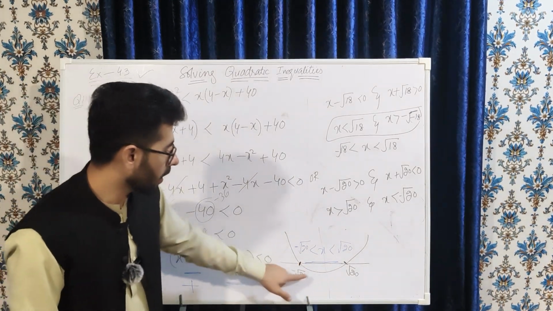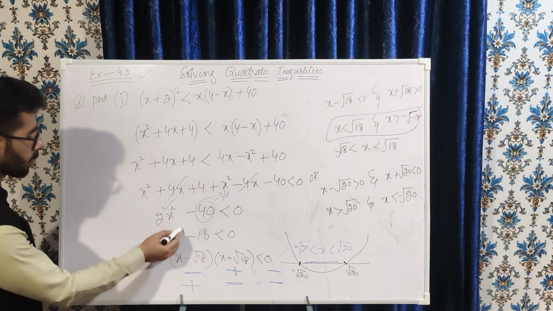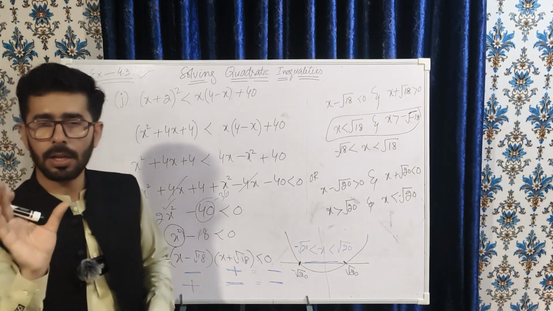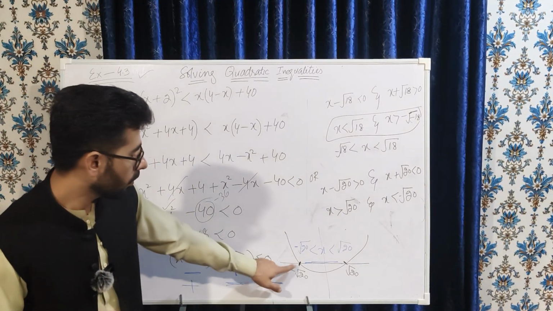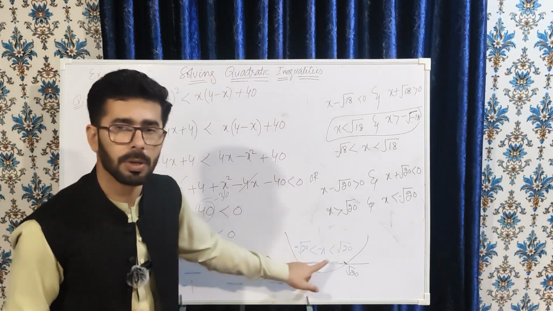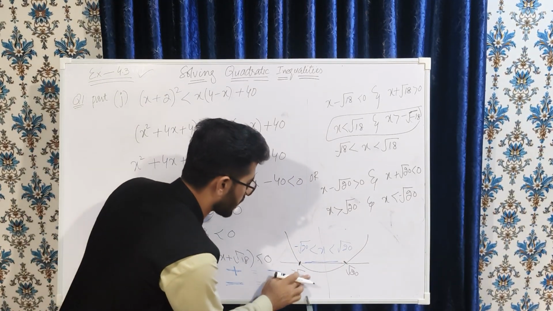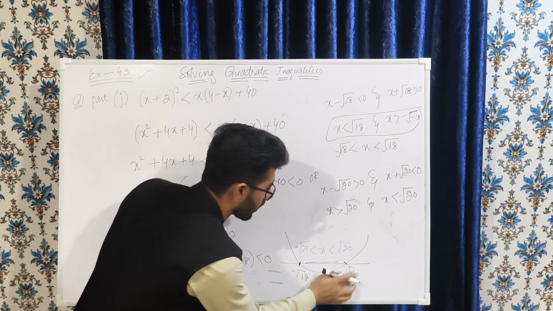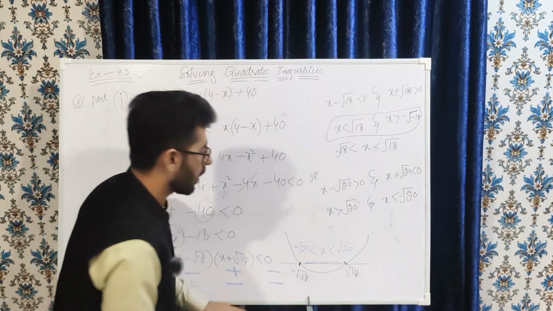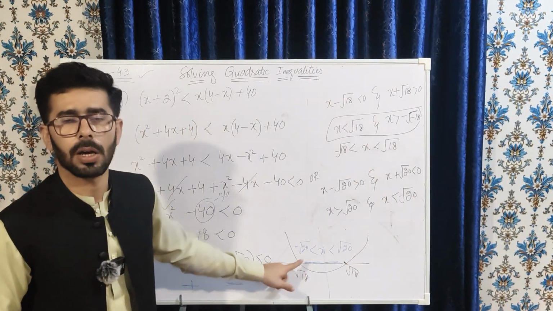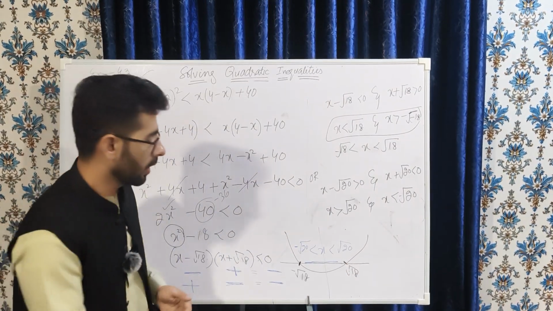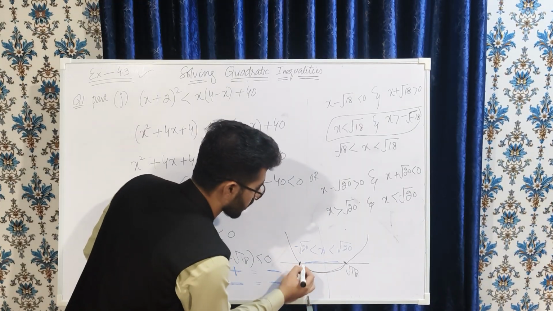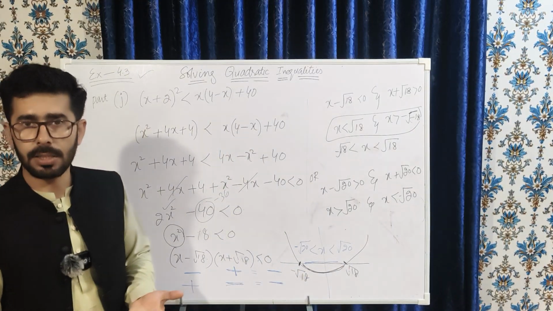If we look at the curve, it has x square in it, so that means it's a concave upward curve. We expect the roots to be negative square root of 18 and positive square root of 18. So if these are the roots, if we take the region between the roots, we will have this curve below x-axis, so that's the negative part, and it makes sense.